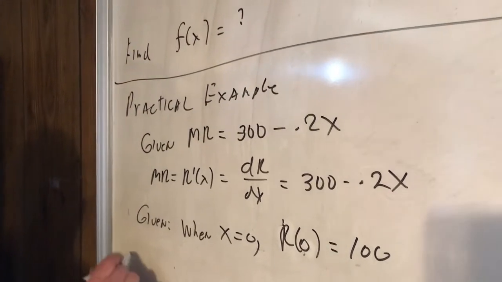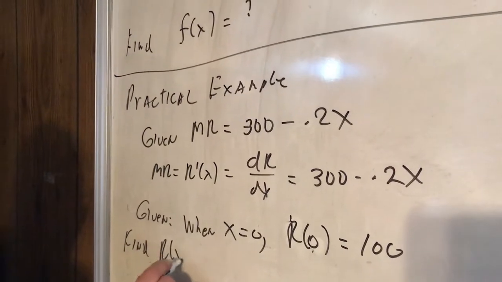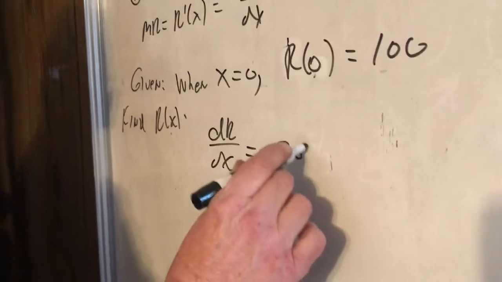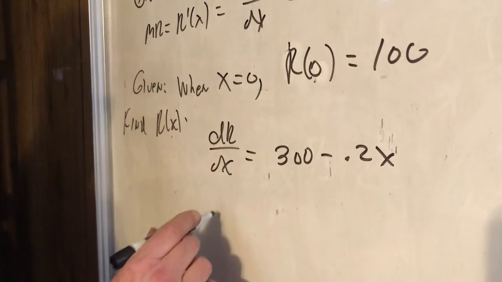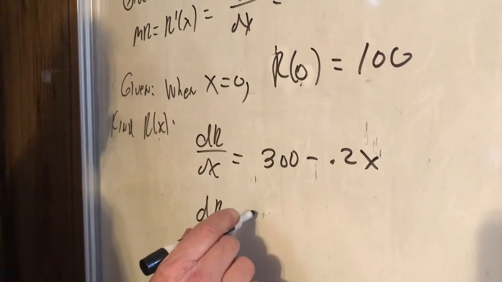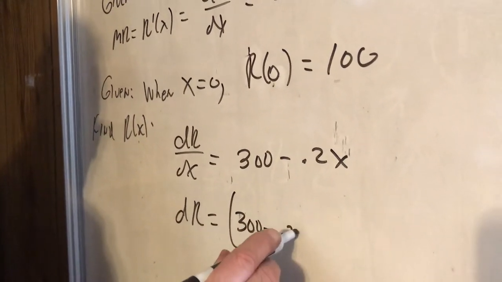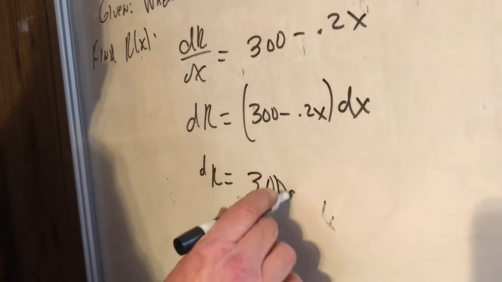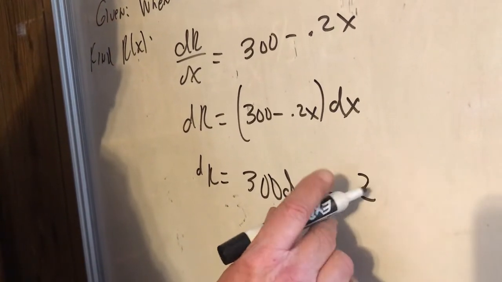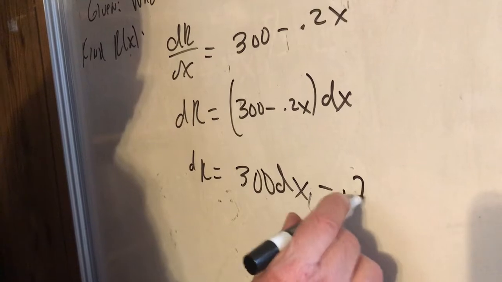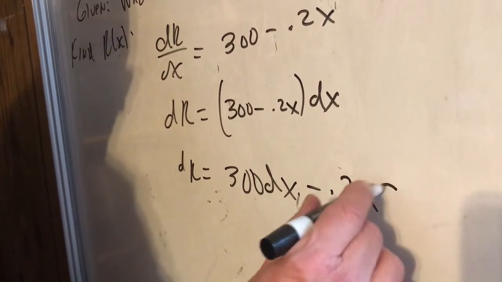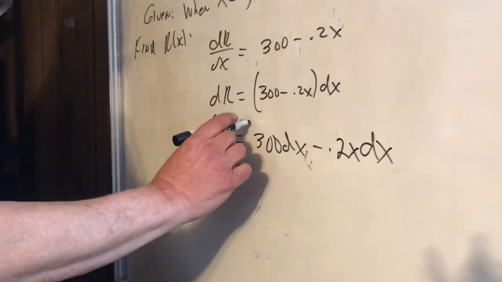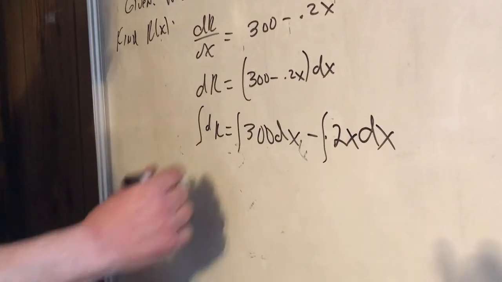Okay, so I want to find, so dr dx equals 300 minus 0.2x, multiply both sides by dx, 300 minus 0.2x dx, right? Okay. Now, we want to integrate that. Put our integral signs here. That's r.